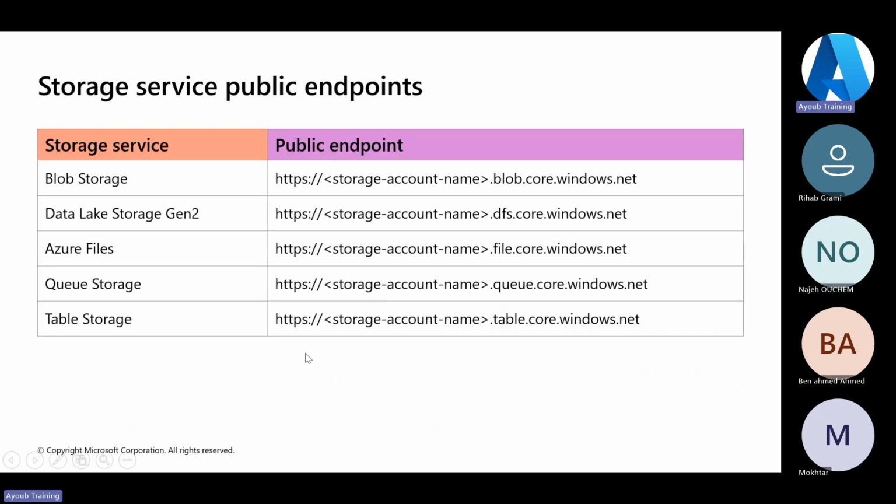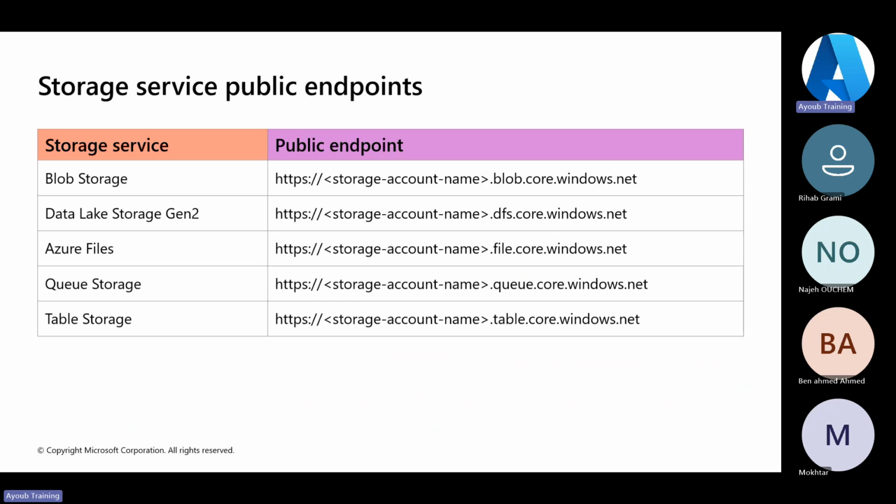Okay. Storage service public endpoint. In the introduction, I told you we need to choose a unique name for the storage account. This shows the format of the URL. For blob storage, worldwide, it ends with blob.core.windows.net. So you need to choose a unique name for the first part. It depends on the naming convention of the company. It's your choice.